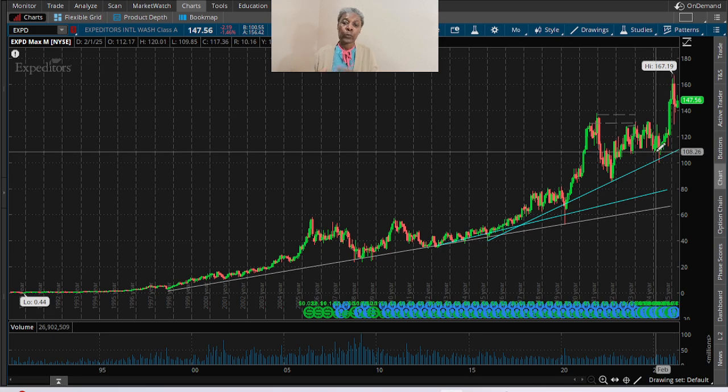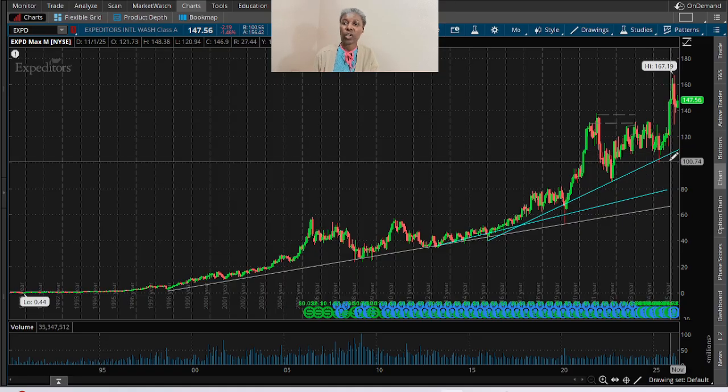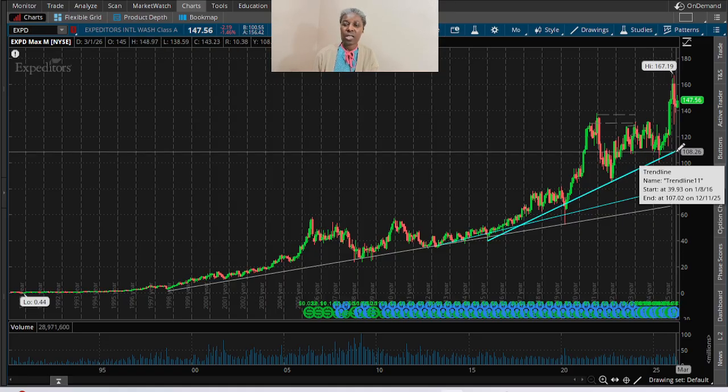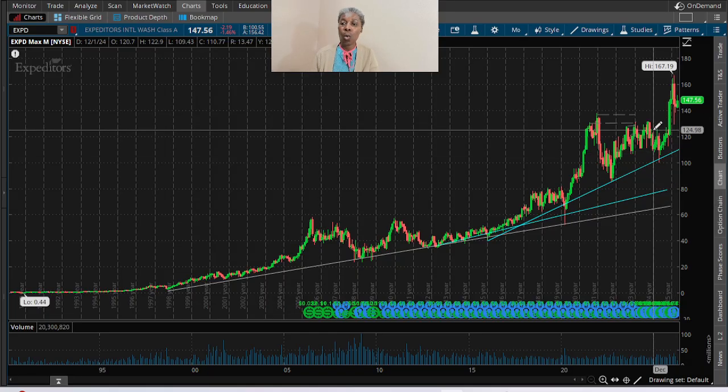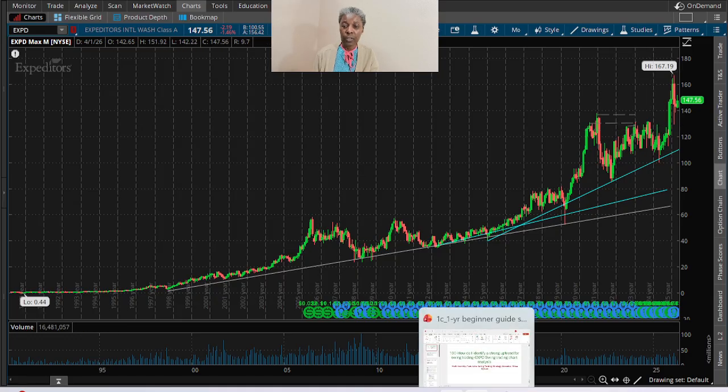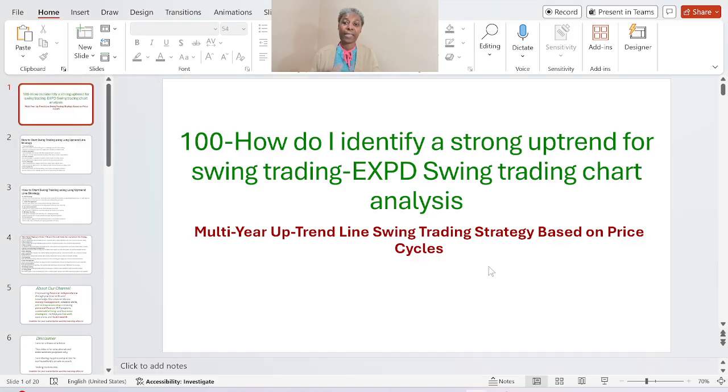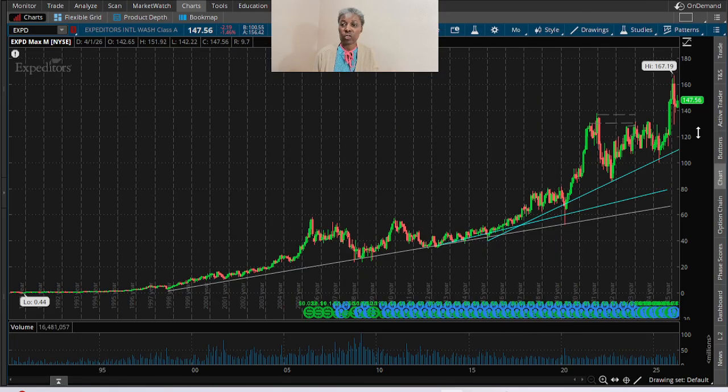But again, those are large cap growth stocks. They tend to linger a while around. They don't move too fast. So even if you don't catch it on time, you can still catch it around that area you want to buy. So that is how I identify a strong uptrend for swing trading. And right now it reached the all-time highest price.